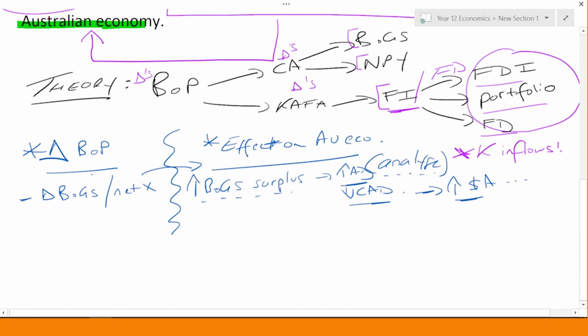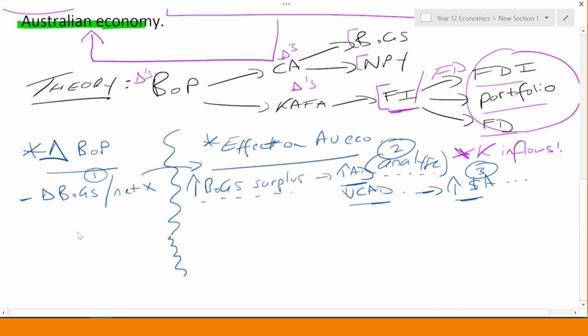So again, we're saying: one, what is the change in the balance of payments? Two, what are the economic effects? Three, what are the implications or consequences of that kind of effect?